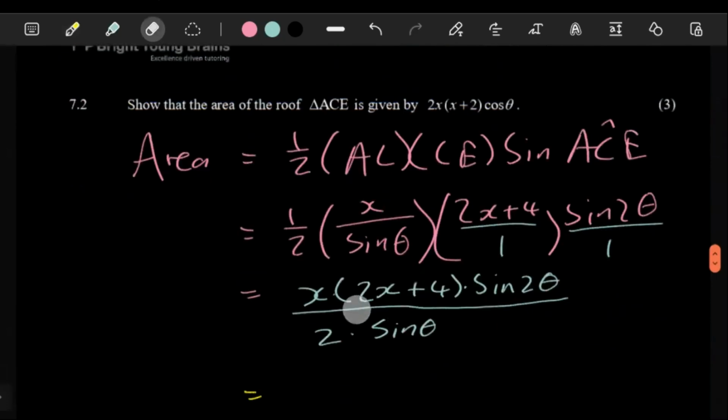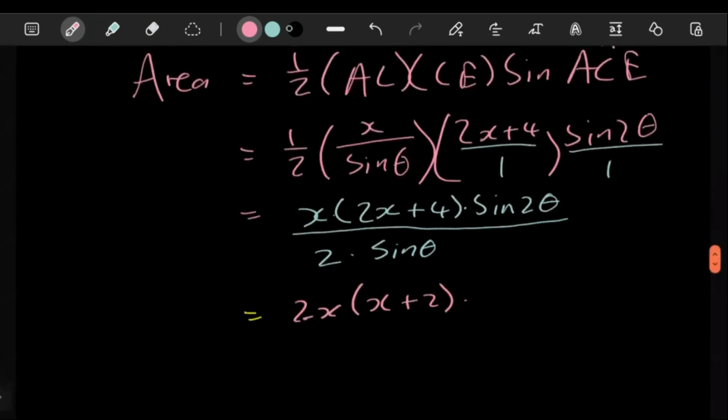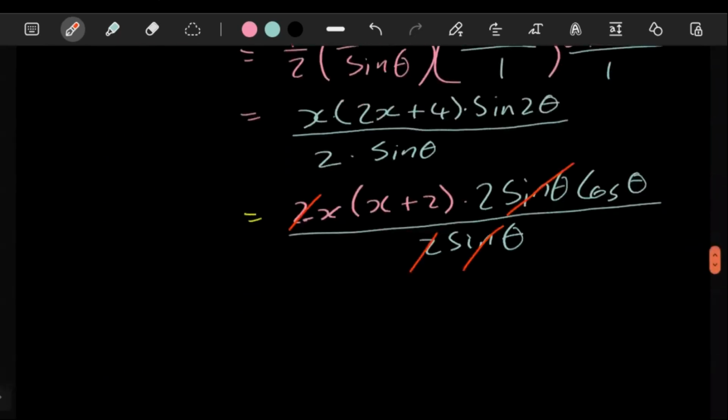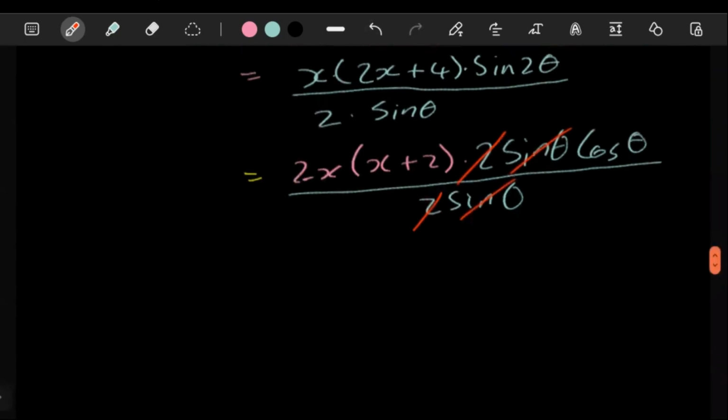Yeah. Here you can take out 2. Because if the 2 goes out, you're going to have the 2 out next to the x here. Then you're going to have x plus 2 over here. And then here, you're going to have 2 sine theta and cos theta because of double angles. And then the bottom part, 2 sine theta. And then what we know is that this 2 cancels this 2, this sine cancels this sine. And then you have 2x, x plus 2, and then your cos theta over there.